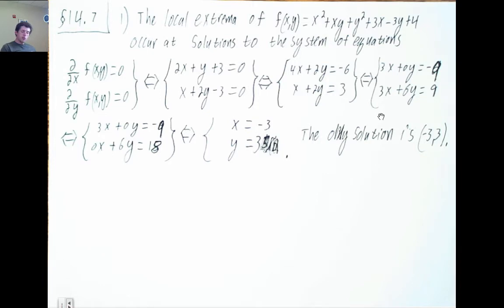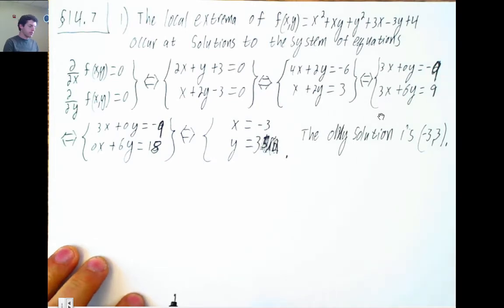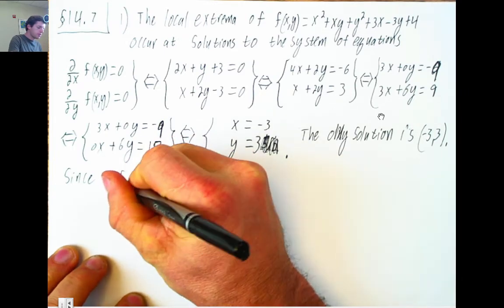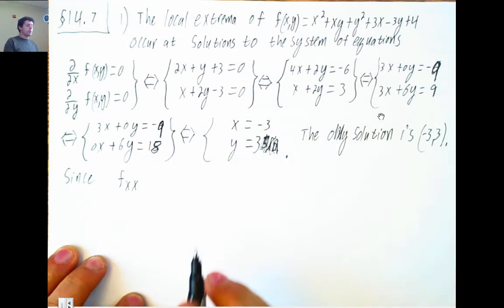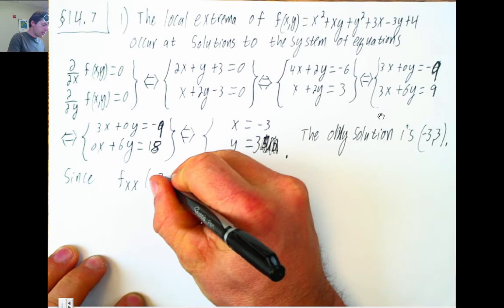Well, rather there's a critical point here. I don't know whether this is a local maximum, a local minimum, or something else, possibly a saddle point of this function. So let's see which it is. First of all, we want to look at a certain second derivative of this function, since this is a nice place to use this notation, fxx, the second derivative with respect to x, evaluated at the point negative 3, 3.